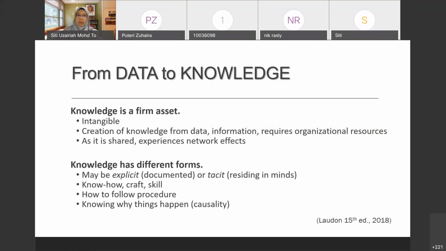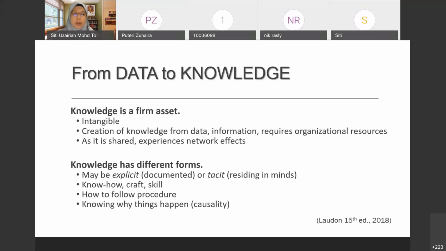It's information. It requires resources. It can be shared through networks. And also it has different forms, for example, explicit knowledge and tacit knowledge. Explicit means the data that's been properly documented, while tacit knowledge is the data residing in the minds of your staff. That means through experience, your officers have this knowledge while doing their job, like on-the-job training. So it's called tacit knowledge.